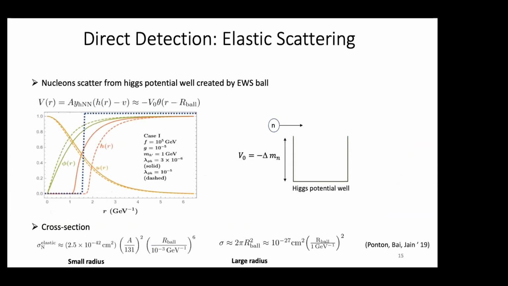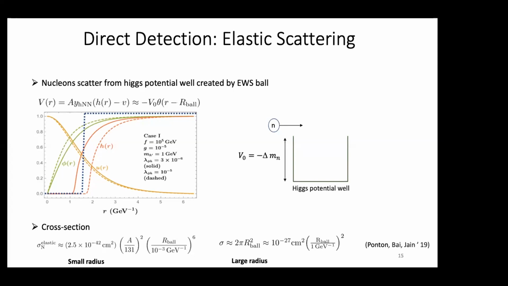The idea here is that the only way a standard model particle will interact with the ball is because there is a Higgs profile in your ball. So you have the Higgs profile, as I mentioned. And so when the particle interacts, it will feel a Higgs potential well, which is a spherical potential well because we have a spherical ball. The height of the well depends on the change in the mass of the particles, and the radius is just the radius of the ball.